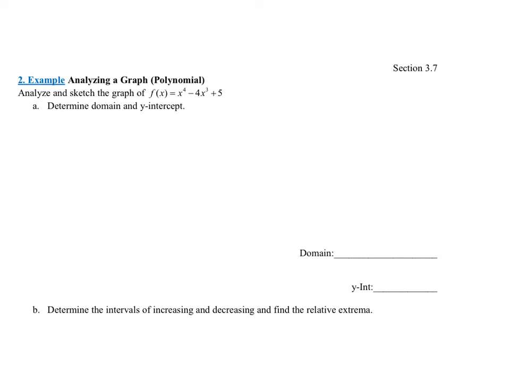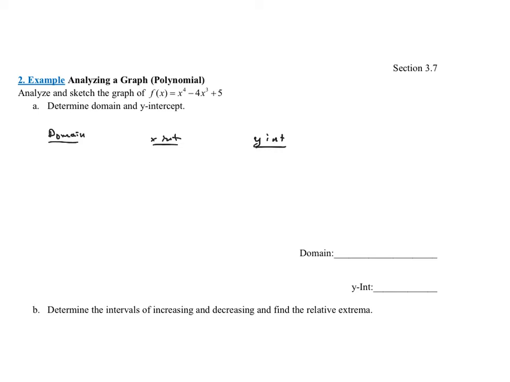Let's take a look at the second example here. It says analyze and sketch the graph of f of x equals x to the fourth minus 4x cubed plus 5. So what do we usually do? We analyze the original function first. We always want to find the domain. We want to find those x-intercepts, and we want to find those y-intercepts.